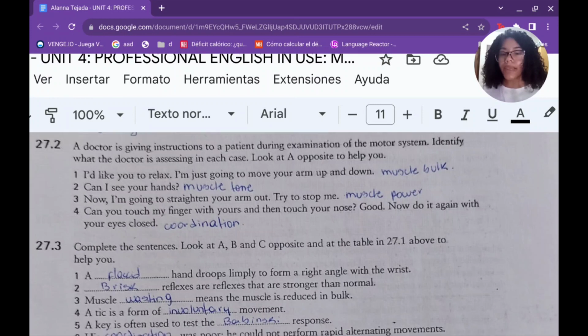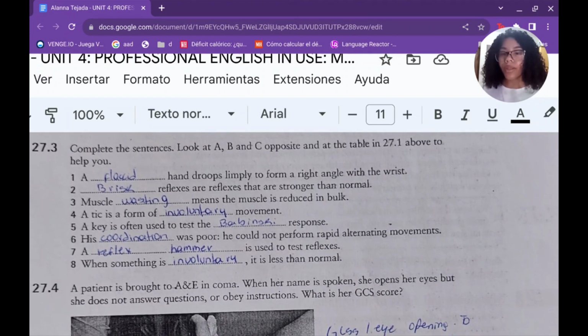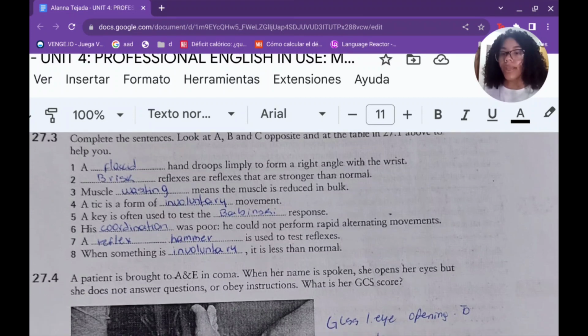27.3. Complete the sentences. Look at A, B, and C opposite and at the table in 27.1 above to help you. 1. A flaccid hand drops limply to form a right angle with the wrist. 2. Hyperreflexes are reflexes that are stronger than normal. 3. Muscle wasting means the muscle is reduced in bulk. 4. A tic is a form of involuntary movement.